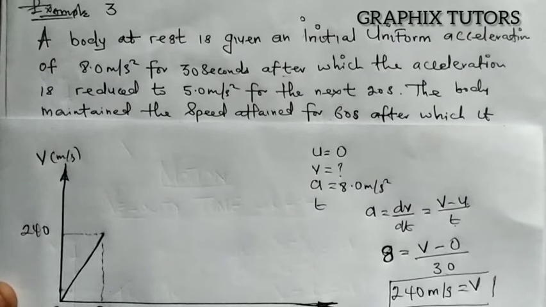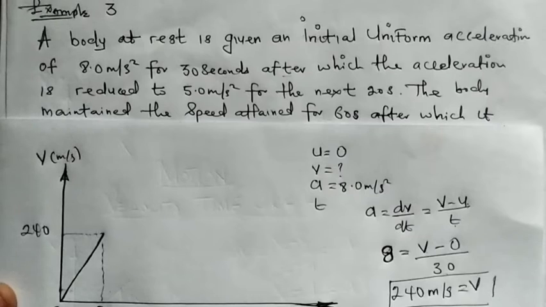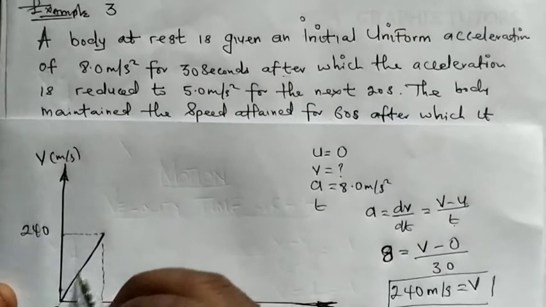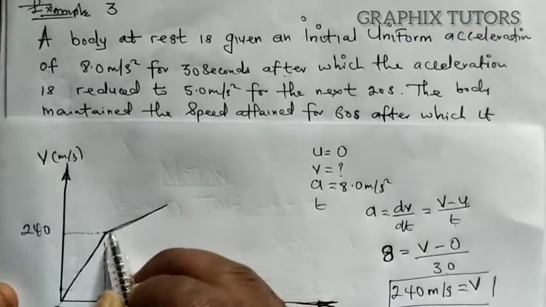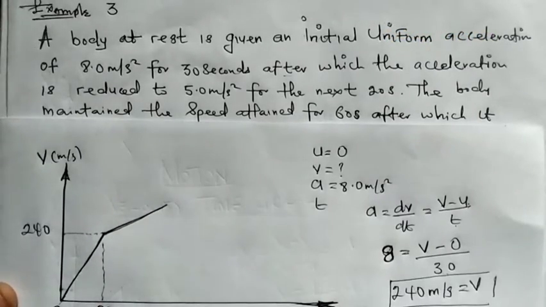Now we move forward, after which the acceleration is reduced to 5 meter per second. Don't get confused. We are not told that it decelerated. We only say the acceleration is reduced. So that means instead of it going straight, it's just a little bit bent down. It is reduced to what?